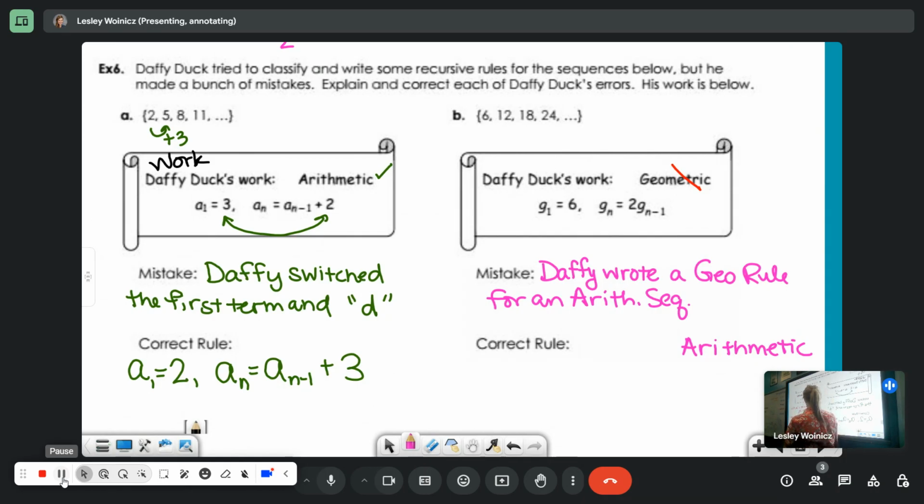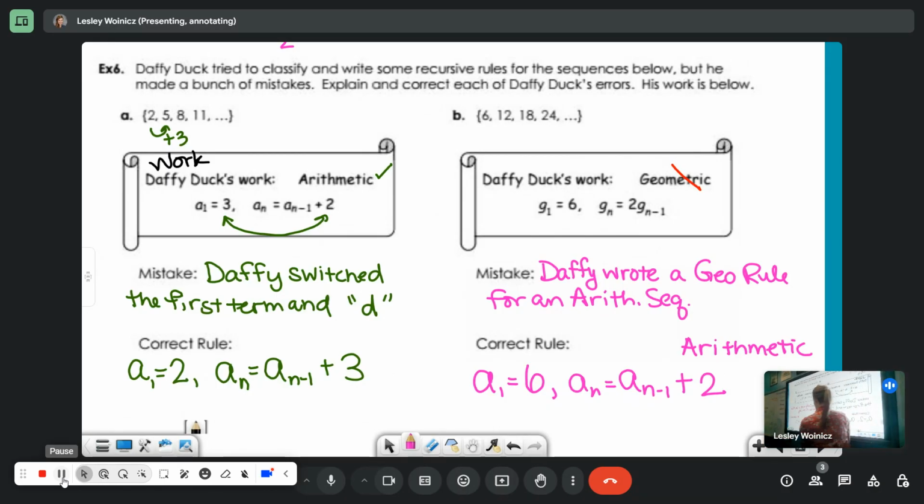All right, so the correct rule, if we look back at our other arithmetic sequence that we wrote and use that as a model, we'll say a sub 1 equals 6, comma, a sub n equals a sub n minus 1 plus 2.